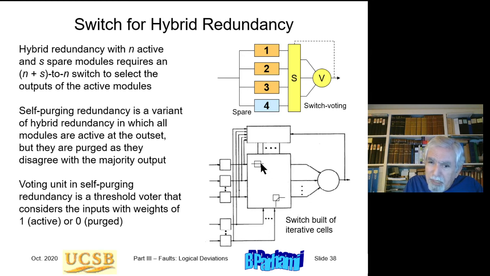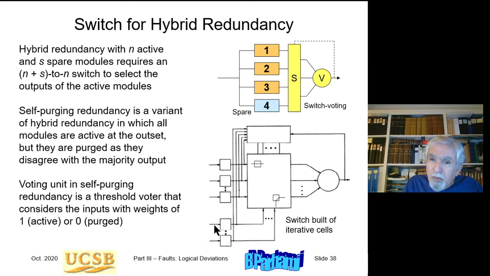So by appropriate setting of switches in this matrix, the matrix will have n rows corresponding to the n active units and s columns corresponding to the s spares, and that's enough to be able to route the outputs of these spares to the voter instead of some of the active units. So this is one way of designing.